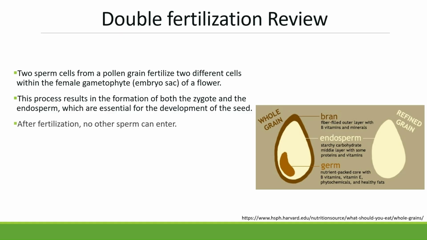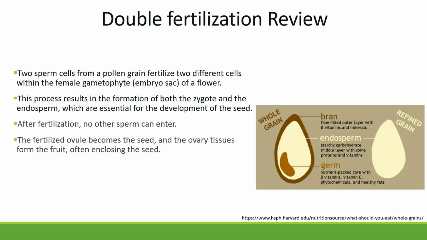After these fusions occur, no additional sperm can enter the ovule. The fertilized ovule will mature into the seed, while the surrounding ovary tissues will develop into the fruit. That often encloses and protects the seed. This coordinated process is one of the major reasons angiosperms have become the dominant group of plants on Earth.